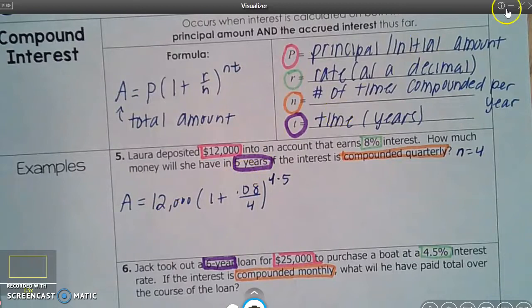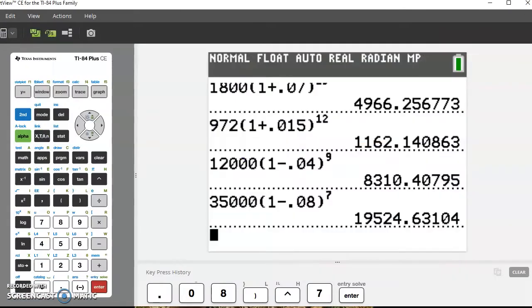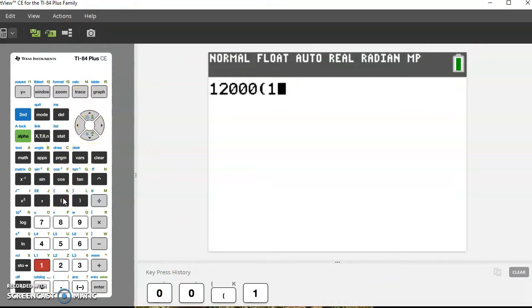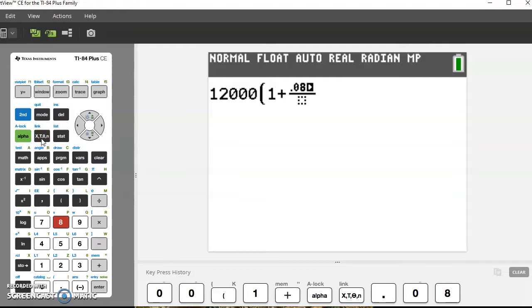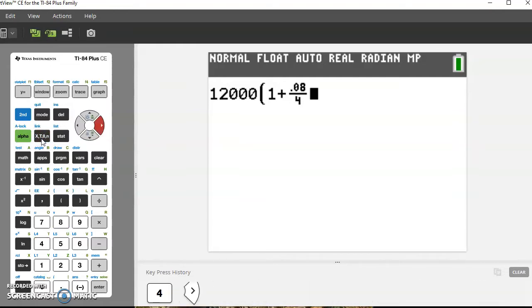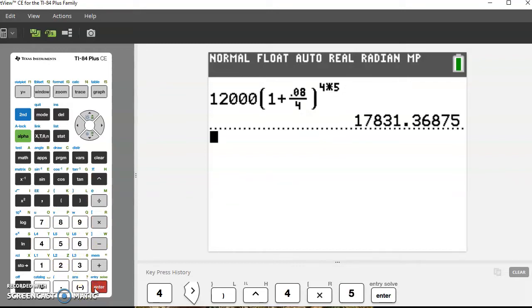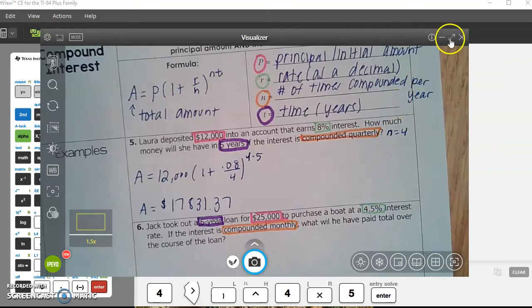Now we're going to take this and plug it into our calculator just as you see it, and that will give me the total amount invested. So to get started, we have $12,000, and we will do 1 plus, and I will do alpha x or alpha y equals to get that fraction button to pop up, but we'll have 0.08 divided by 4. We need to make sure that we close that parenthesis, and then we will raise it to the 4 times 5. Which will give me $17,831.37 because we're talking about money. That means we round to 2 decimal places.